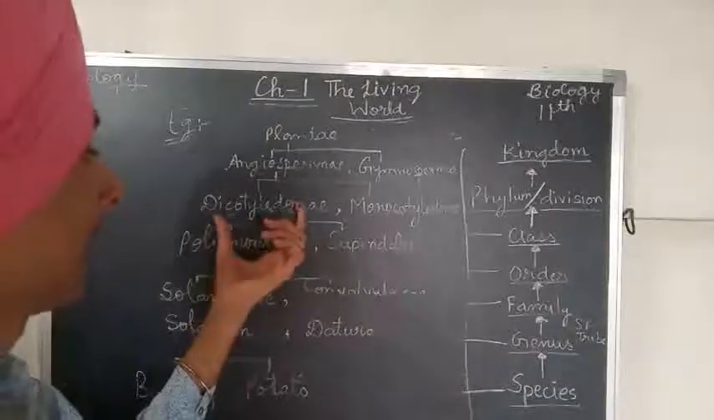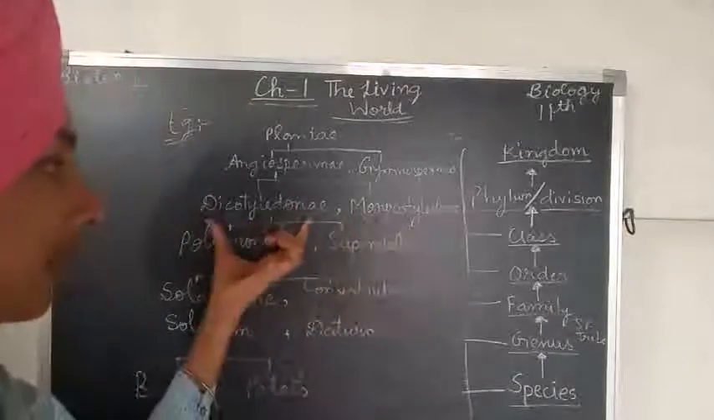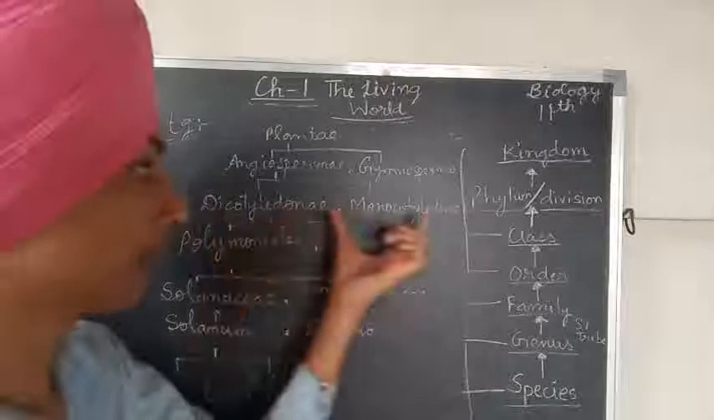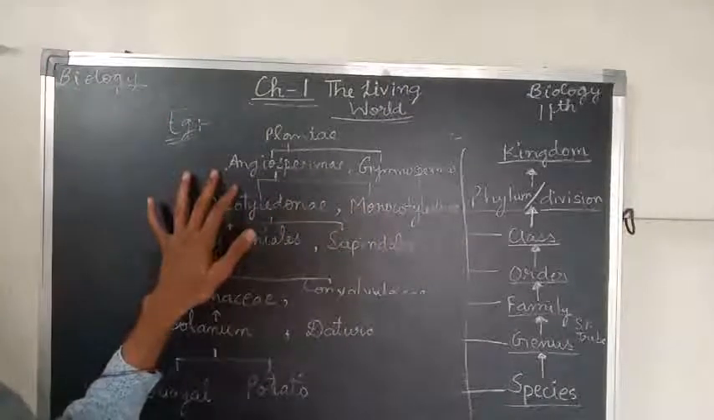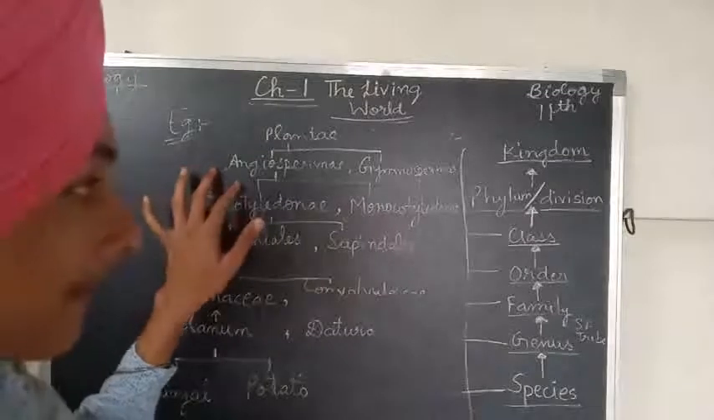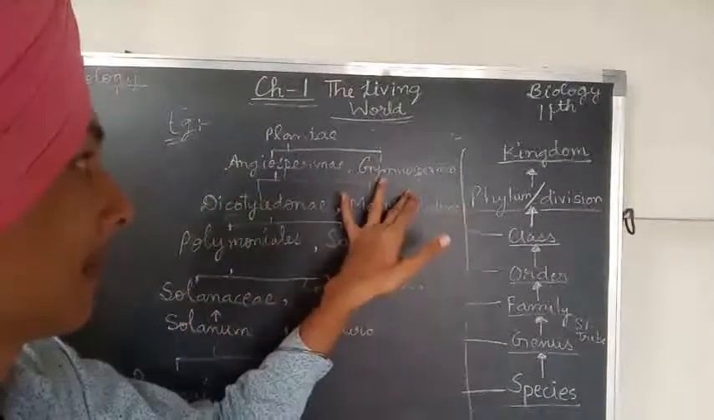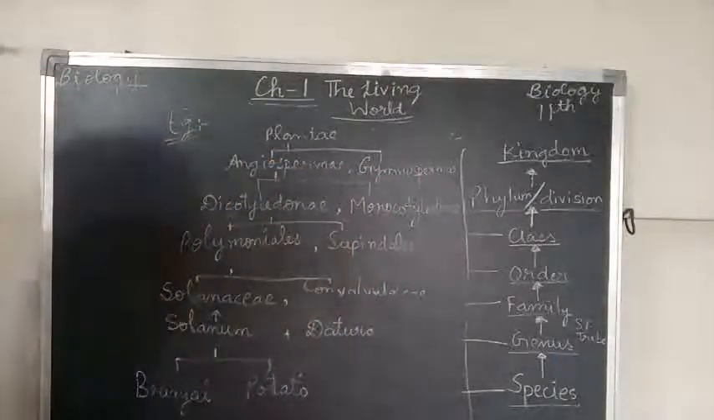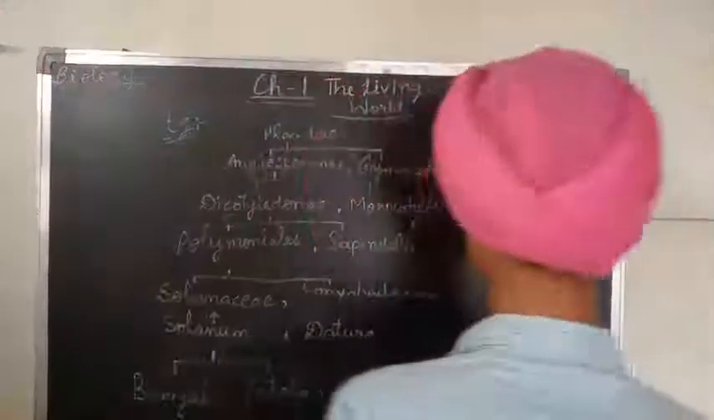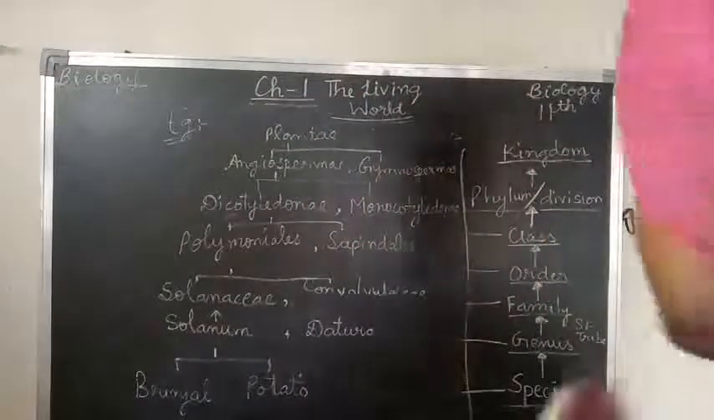Okay? Another example of class is Monocotyledonae. Dicotyledonae and Monocotyledonae come under the phylum Angiospermae. Another example of phylum is Gymnospermae. Angiospermae and Gymnospermae come under the kingdom Plantae. With this, we finish the topic of taxonomic categories.